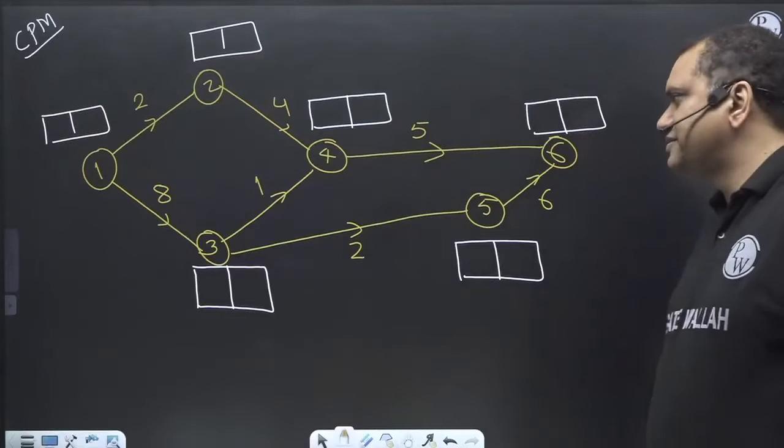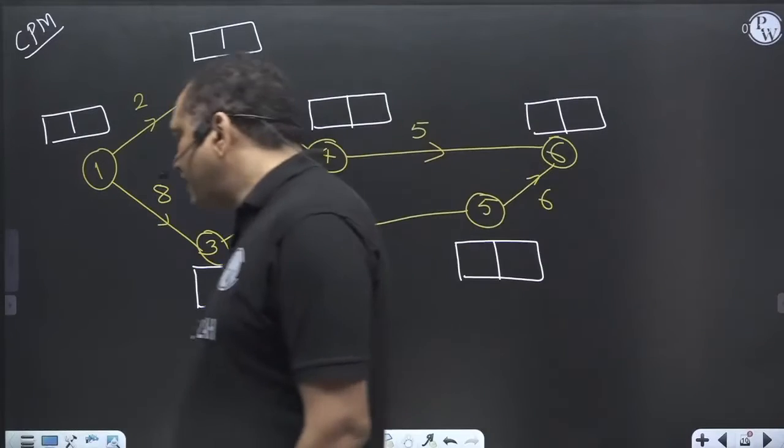Now make this box. Now I'm doing the forward pass.